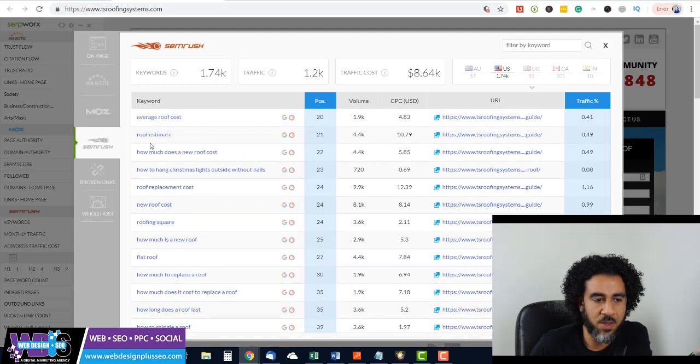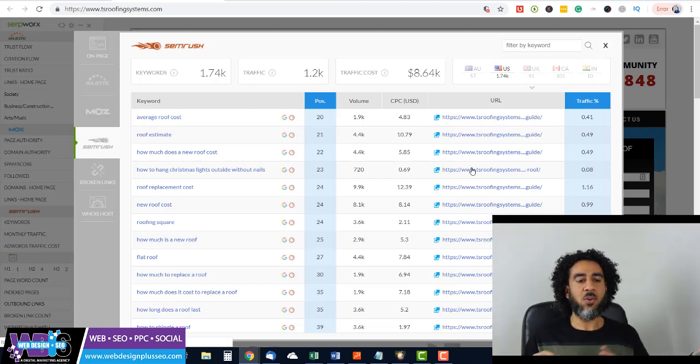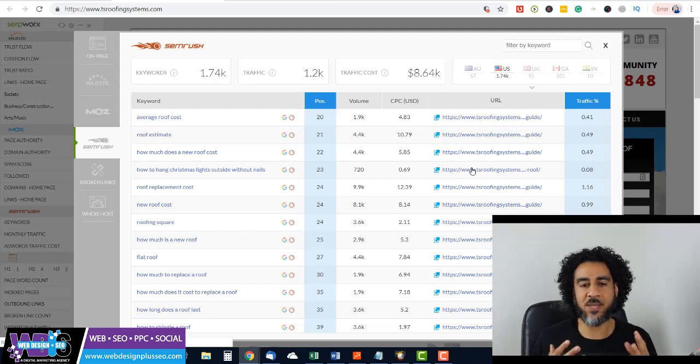You can see all the stuff they're ranking for, how much a roof costs, how to hang Christmas lights outside your roof. That's not really important, I guess, but it's just something they wrote an article about. It's all about traffic, because Google wants to know who is the best out there as far as information, because they want to supply users with whatever they're looking for, and you have to provide that for them. It's not just about, here's my service, give me some money.